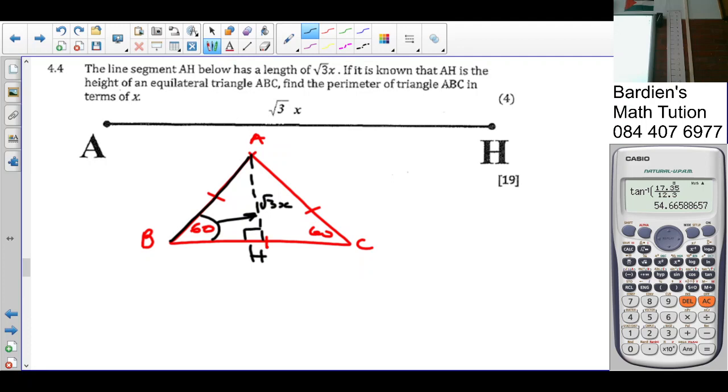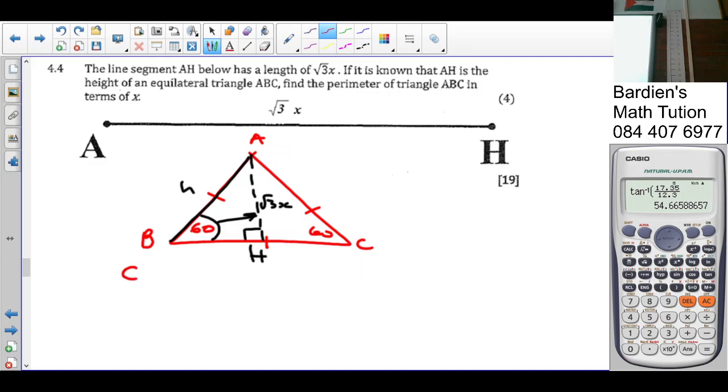It can't be adjacent. Remember, the height is going to be perpendicular. It's going to be your hypotenuse. So if I've got the hypotenuse, I multiply the hypotenuse by 3, then I will get the perimeter of the triangle. Not so?